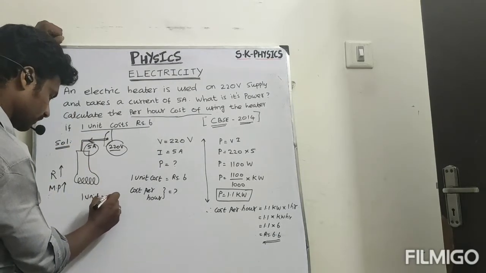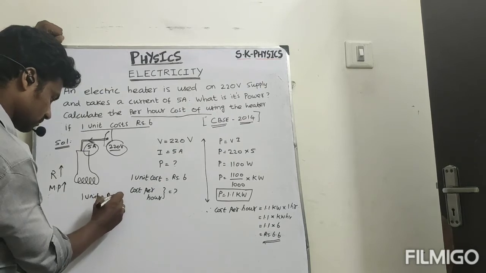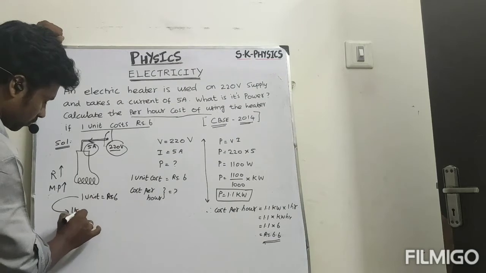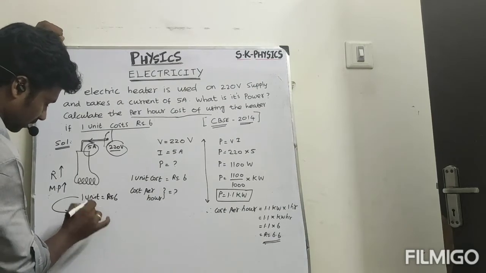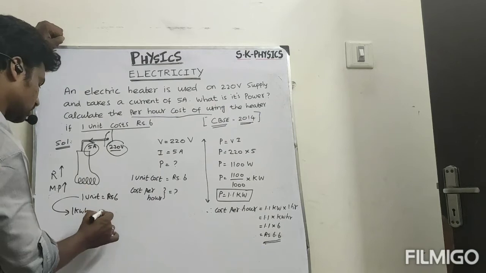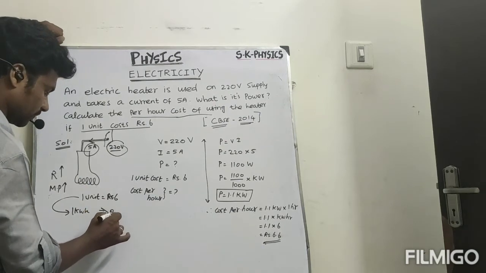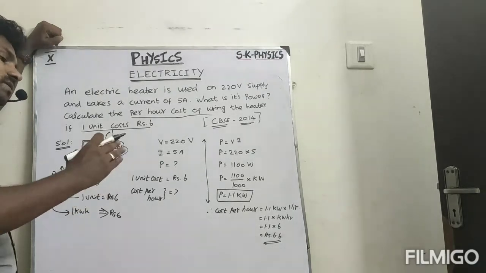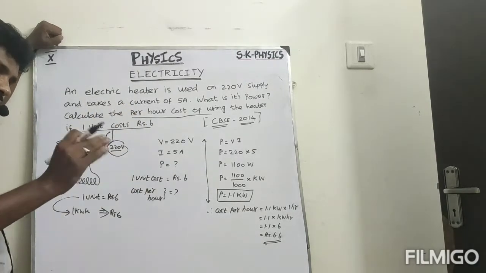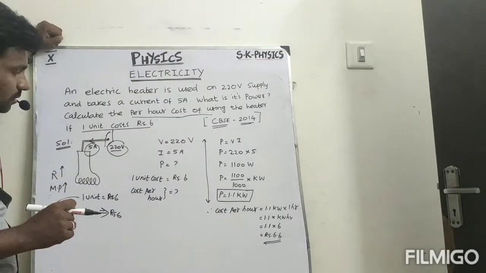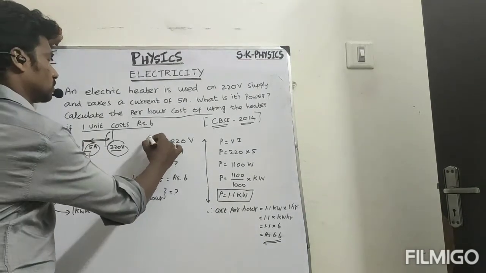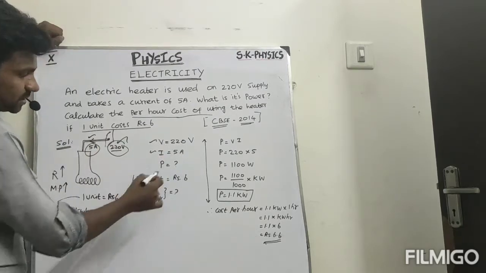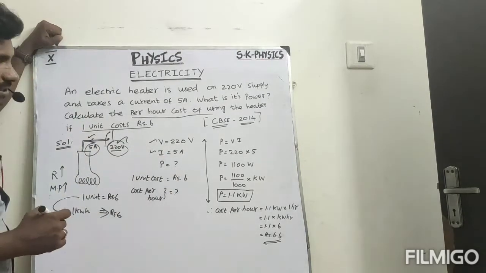For one unit, ₹6. One unit is nothing but what? You know very well, 1 kilowatt hour. So for 1 kilowatt hour, ₹6. But we don't know how many kilowatt hours, so you should find that first. Voltage is given, current is given, and power is asked. First you should calculate power.